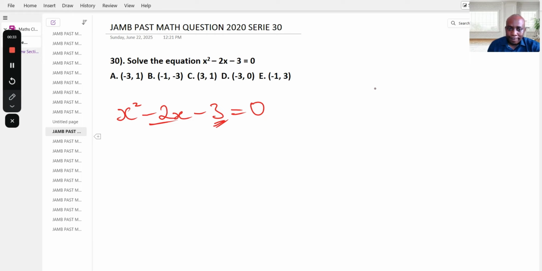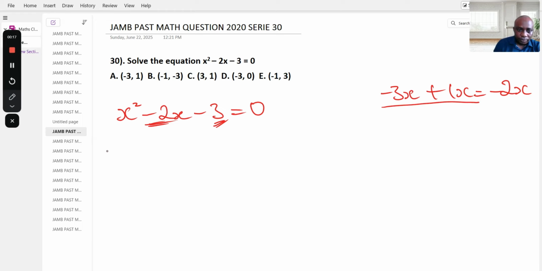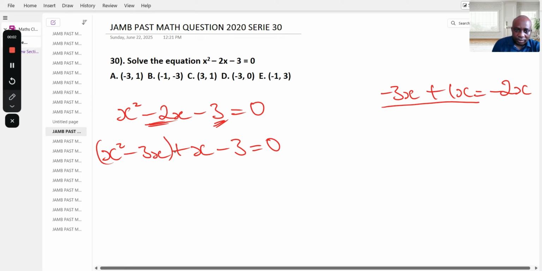Therefore, we are going to replace the minus 2x. We're going to say minus 3x plus 1x. It's going to give us what? Minus 2x. Therefore, we are going to replace this minus 2x with this one. x raised to power 2 minus 3x plus x. You can say x; it's not necessary that you add 1. There's an invisible 1 there. Minus 3 equals 0. Bracket it.